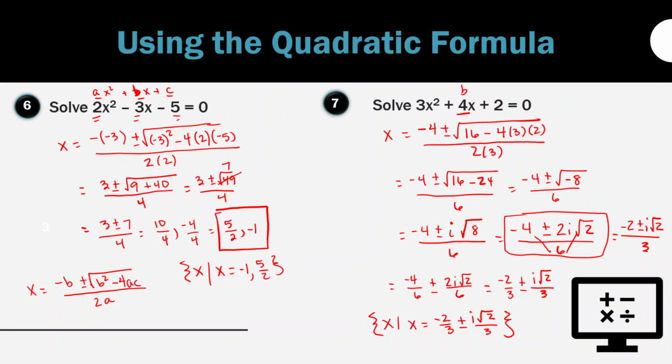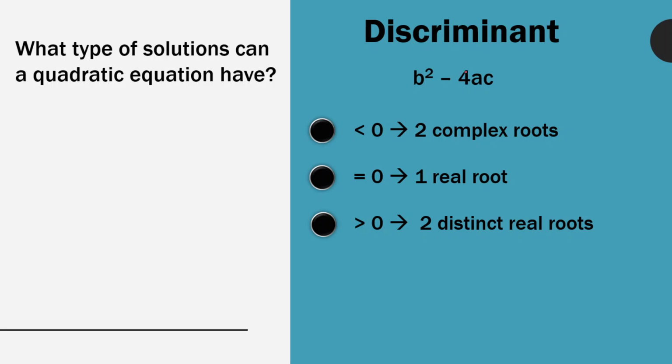Now, the first example I did has 2 unique real solutions. The second one, they're both imaginary or complex. So why is that and how do we know? Well, let's take a look here. The inside of the square root, that b squared minus 4ac, is called the discriminant. If the discriminant is negative, then I have 2 complex roots.